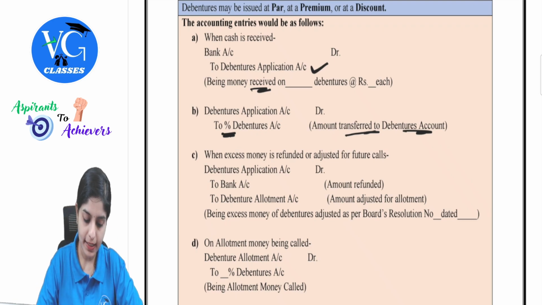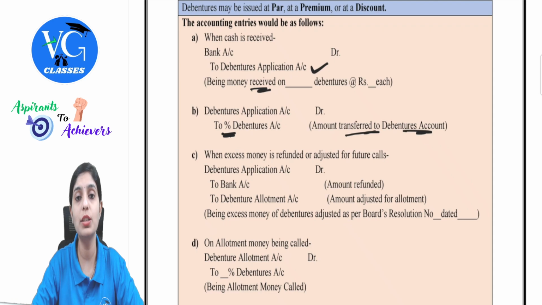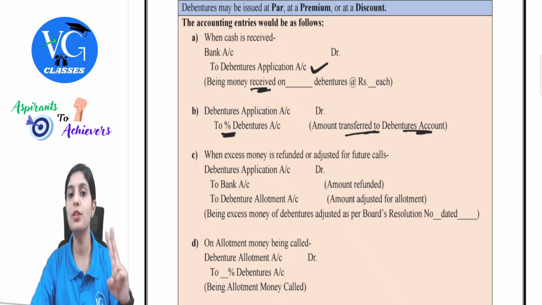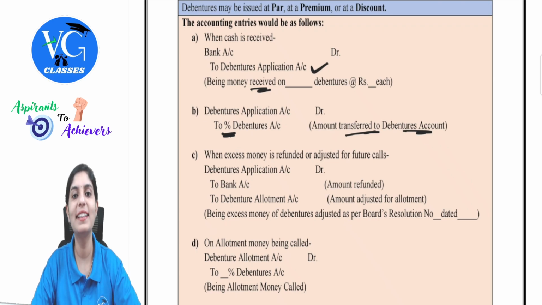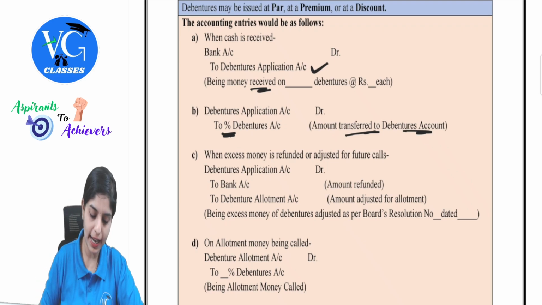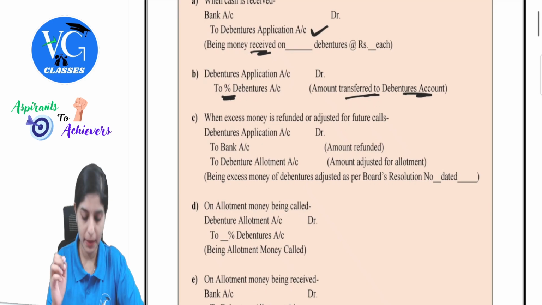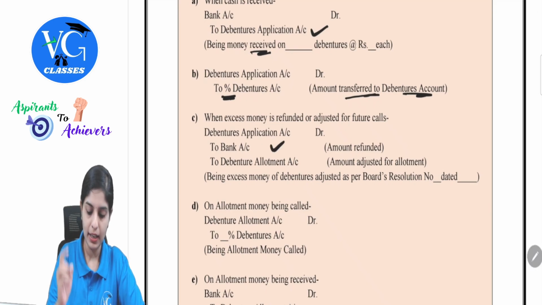Further, when excess money is refunded or adjusted for future calls, remember there was an oversubscription scenario. At that point of time, there were two options available in shares. Either refund the money by rejecting the excess application. Second priority would be pro rata allotment. In debentures, thank God that there is no concept of pro rata allotment. So you will just refund the money. So what is the entry for that? Debenture application account debit to bank.